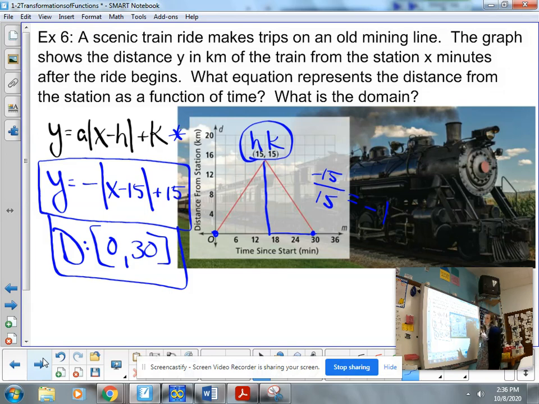There is a shortcut though. For any absolute value function, the A is going to be the slope of the right-hand side. So this right-hand side, that's why I drew in this triangle here. To get from the 15, 15 to the 30, 0, I am going down 15 and to the right 15. So negative 15 over 15 gives me a negative 1, which is why I have this negative out in front here.